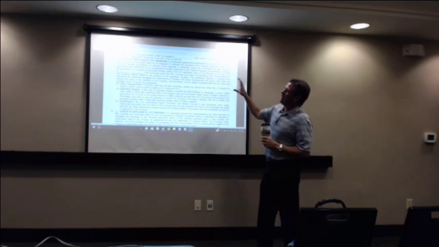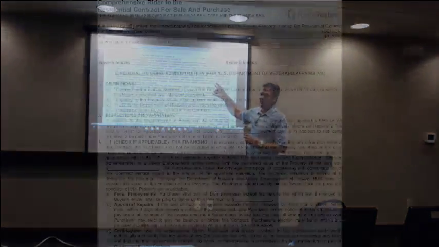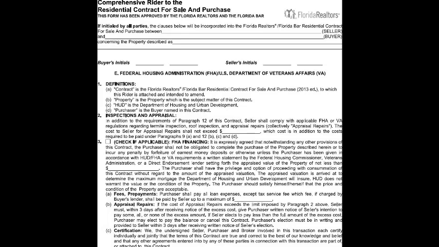So check if applicable. Paragraph 3, FHA finance. So we're going to use FHA finance. We would check obviously box 3 or paragraph 3, and this first part basically says the house has to appraise. Okay? Let's take a little sidebar for a moment and talk about appraisals and appraisal contingencies and whether or not there's an out in our contract for a home that doesn't appraise.